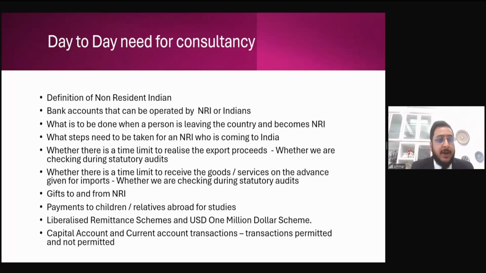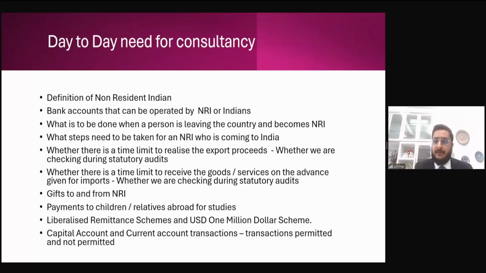Now, for example, how to see? First of all, the definition of a non-resident Indian. Normally we'll be doing a lot of individual returns for our clients. Suppose such a client wishes to travel to take up a job in a foreign country, and he might become non-resident as per FEMA. So we need to advise him what all changes he needs to make. For example, he needs to change his bank accounts. Once he becomes an NRI, he has to have NRE and NRO bank accounts. He cannot have the resident savings account. So we need to advise him accordingly.